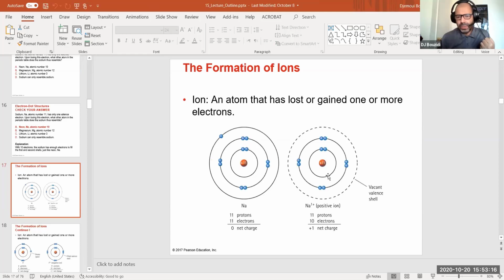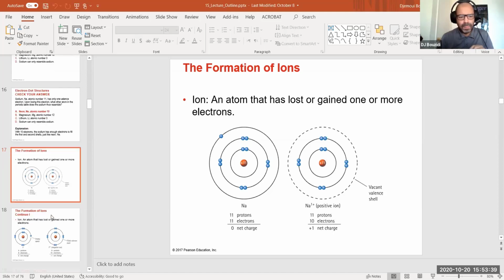And so here is the structure. Basically, it lost that electron. Now, in terms of the shell structure, it looks just like neon. So the vacant shell now is empty. There is nothing in there. But of course, as I said before, because you still have 11 protons in the nucleus, now you have a positive charge, and it's positively charged by 1 exactly.